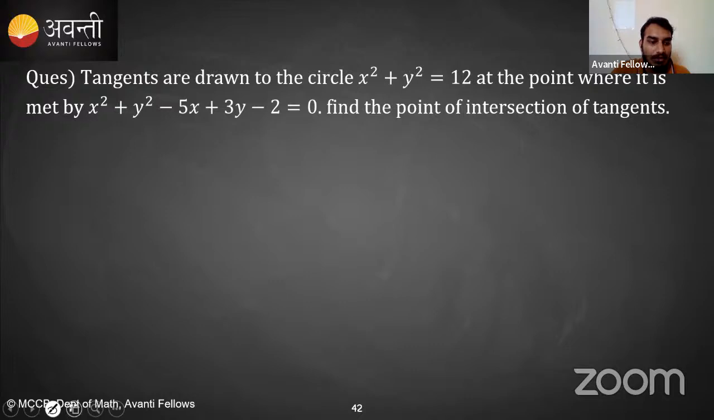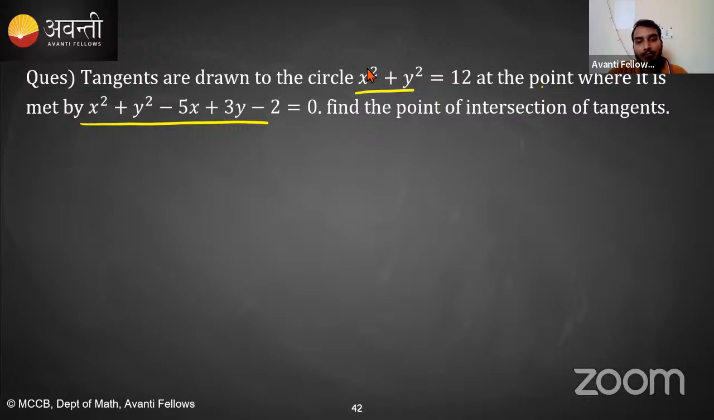Tangents are drawn to the circle. We have drawn tangents to this circle at the points where it is met by the other circle. It means these two circles are intersecting at 2 points, and at those points of contact I have drawn tangents to the circle x square plus y square equal to 12. So the question is to find the point of intersection of the tangents. That's it. You have 1 minute. Everyone attempt this question and let me know the answer in the chat box. What is the answer? Point of intersection of the tangents.